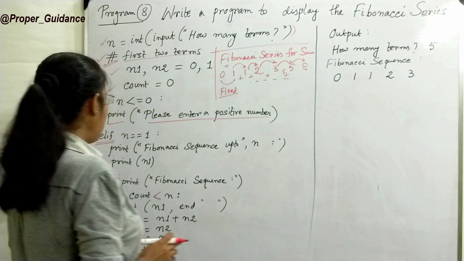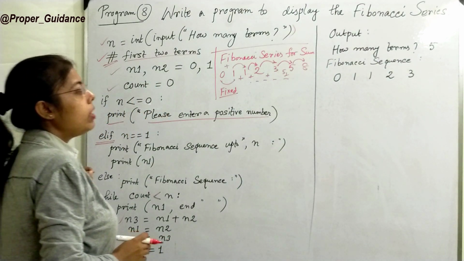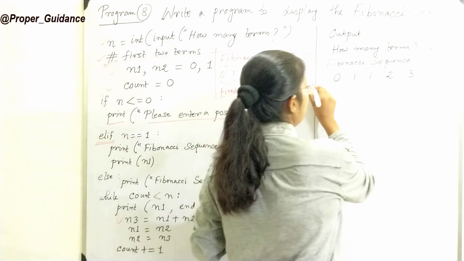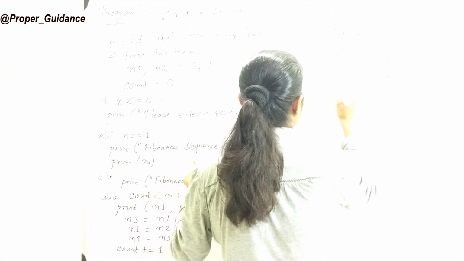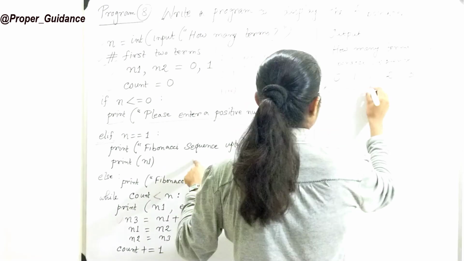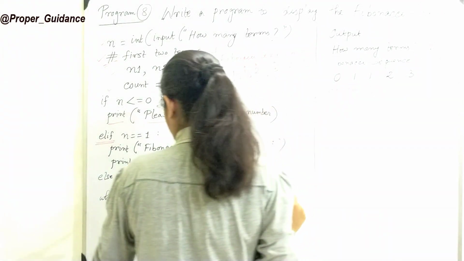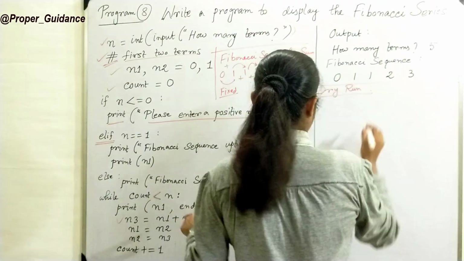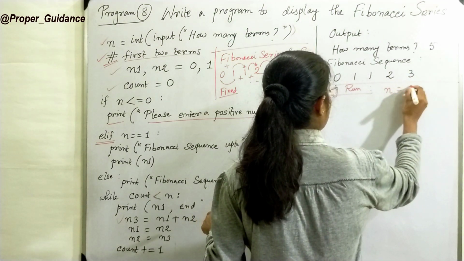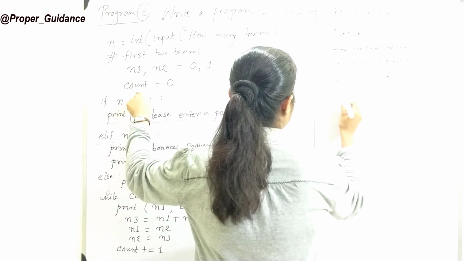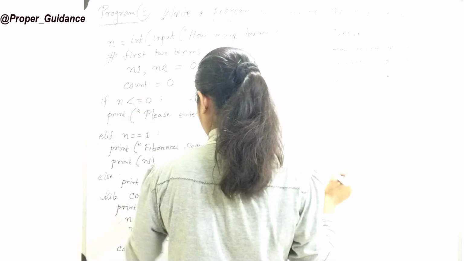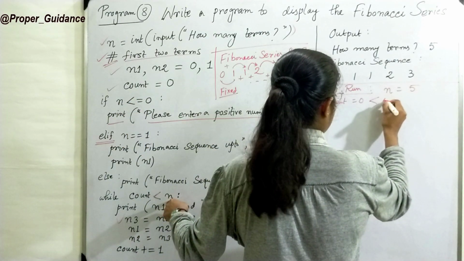So this is the actual program, and now I will dry run it for your understanding. Dry run it. This is the way to learn a programming language, to know the logic properly. Count greater than n. n equals 5. count equals 0.